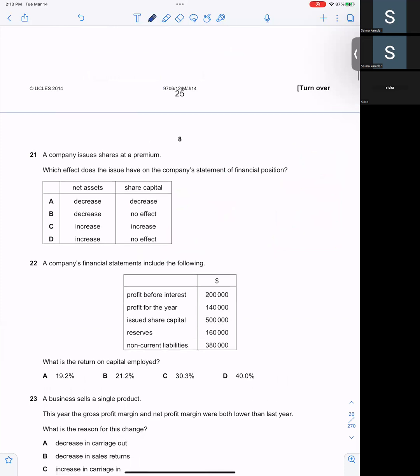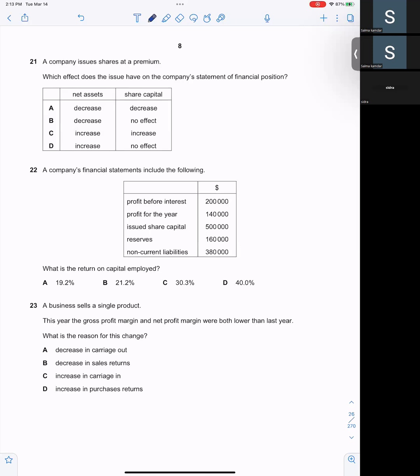A company issues shares at a premium. What effect does the issue have on the company's statement of financial position? Issued at a premium, so share capital will increase and the net assets will increase. Always remember share capital is only share capital in a limited company. Net assets is share capital plus reserves. Come on, 22nd.